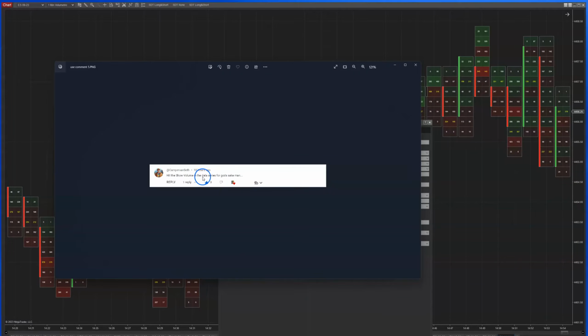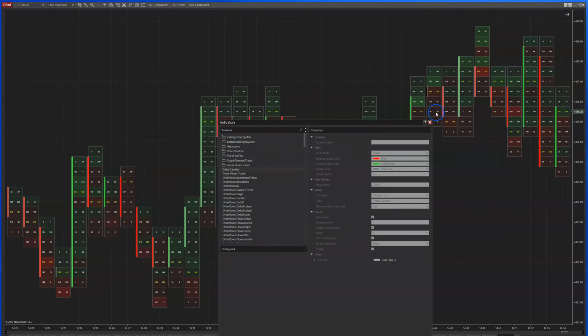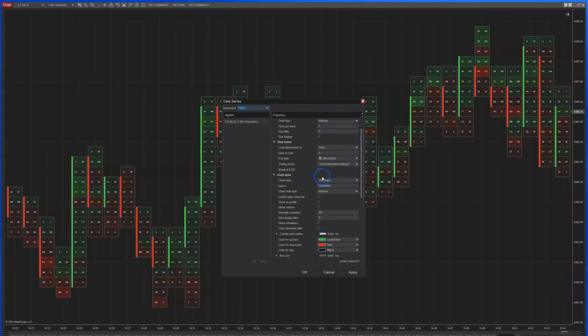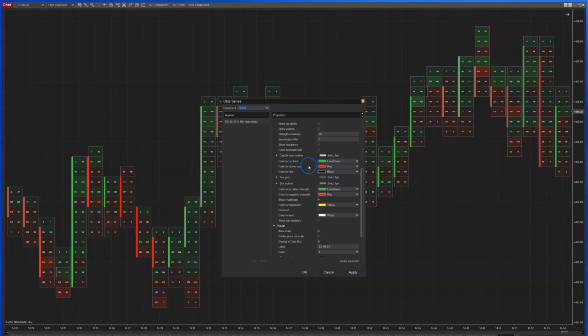He said, hit the show volume in the data series, for God's sakes, man. And if you do that, let me just get it up here, it will actually print a profile next to the bar. So you've got to scroll down in here. Show, where's it? Show volume right here.